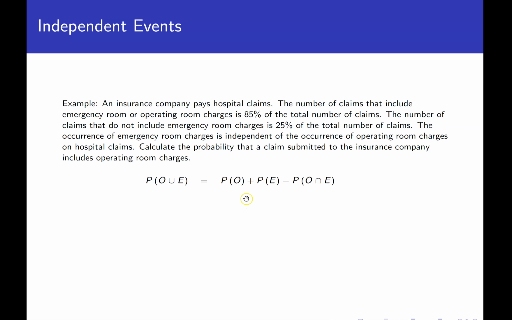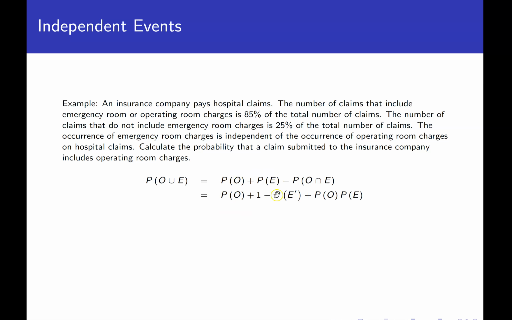All right, so we're given that the number of claims that include operating room or emergency room is 85%. So we're going to start off with the probability of that union because that's a piece of information that we're given, emergency room or operating room. We know from a theorem that we've had before that we can break up the probability of the union in this fashion. All right, operating room charges, we don't know. That's what we're looking for, right? It's asking us to calculate the probability of operating room charges. So there's nothing I can plug in there.